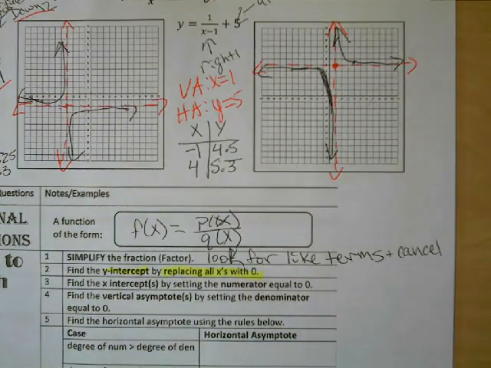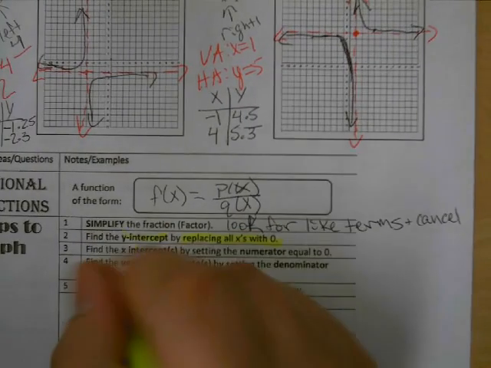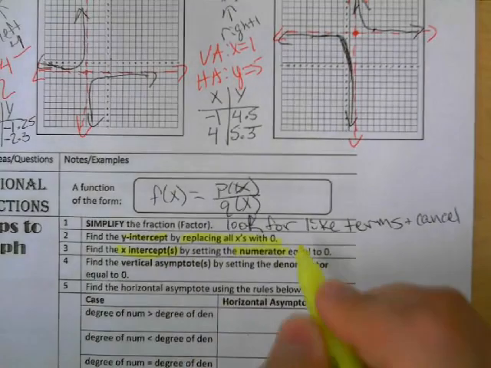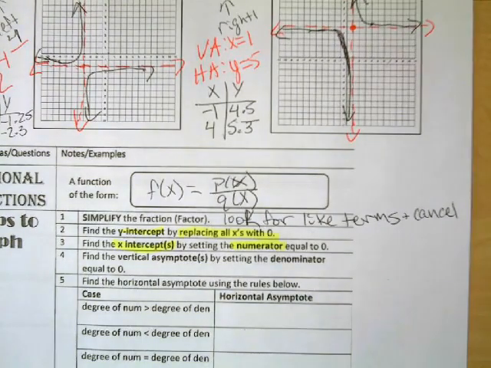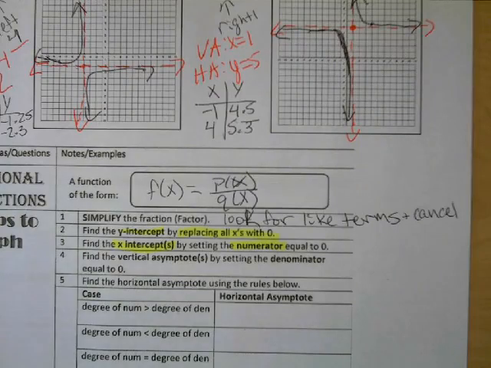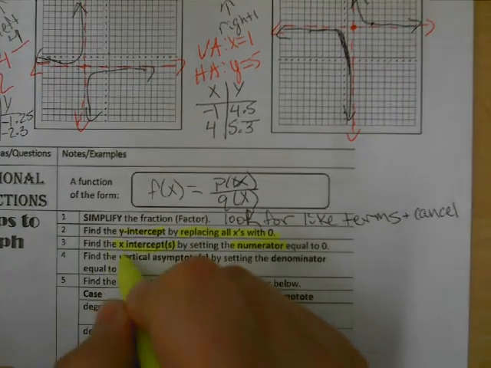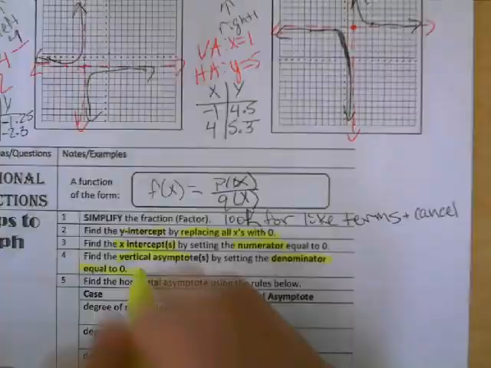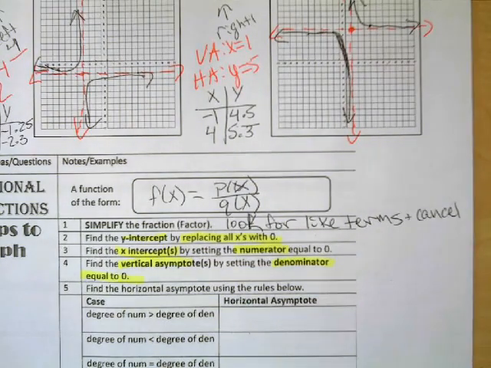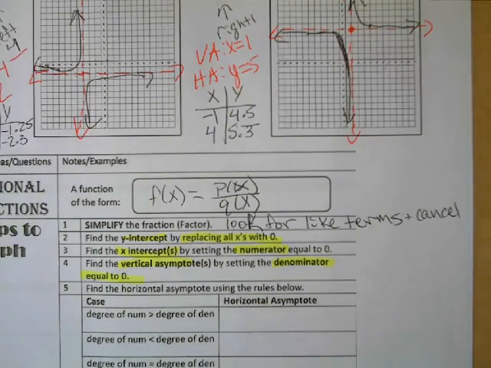To find the x-intercept, we set the numerator equal to 0. That makes sense because where the denominator would equal 0, we would end up dividing by 0, which is something we need to avoid. So to find a vertical asymptote, we set the denominator equal to 0. That's to help us avoid the whole dividing by 0 business. We have a way to compensate for that. That's how we find the vertical asymptote.